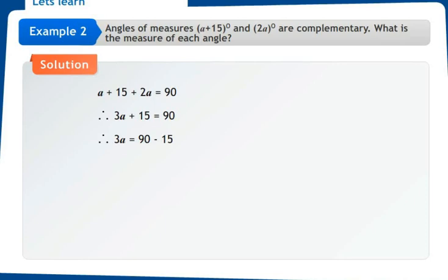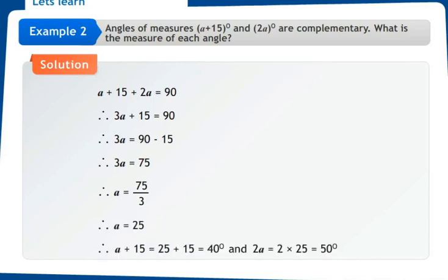Now here it is 3a. So 3a is equal to 90 minus 15. That means 3a is equal to 75. 90 minus 15 is equal to 75. Now 3a actually means 3 multiplied by a. When 3 is with a, it is multiplied. But when it comes on the opposite side of a, it becomes divided. So a is equal to 75 divided by 3. That means a is equal to 25.